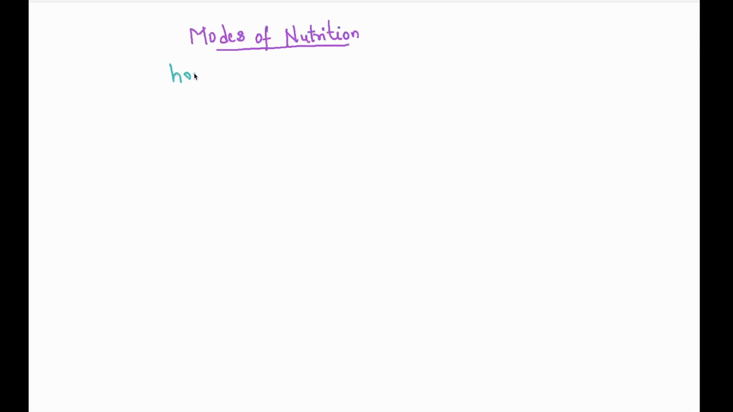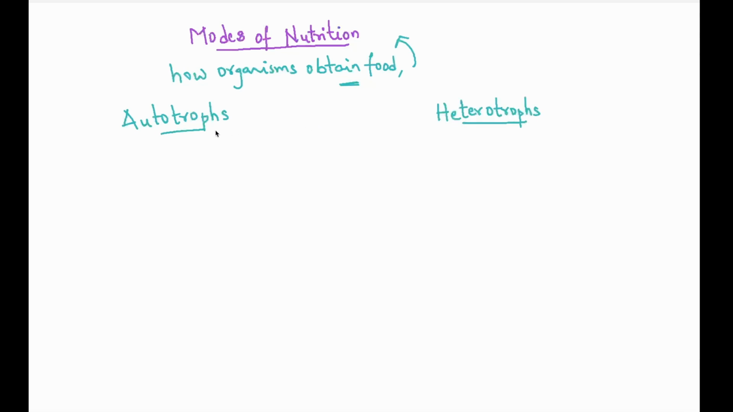Depending on how the organisms obtain their food, we basically have two different modes of nutrition. So first we have the autotrophs and then we have the heterotrophs. So autotrophs are the organisms that can produce their own food and they are also called the producers. They produce the food energy for nearly all the ecosystems on this earth, and they occupy the base of the food chain.